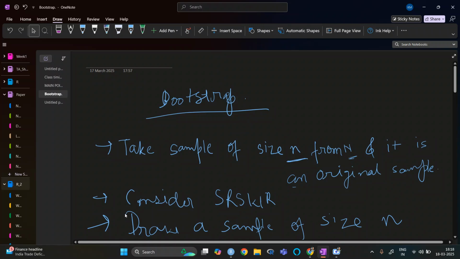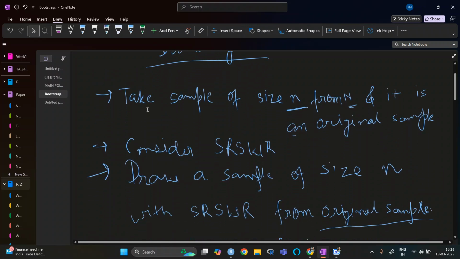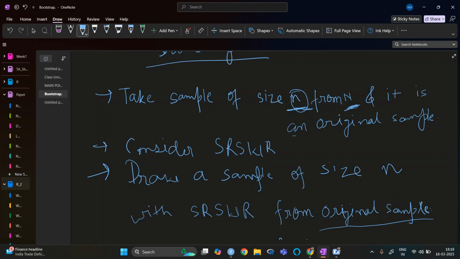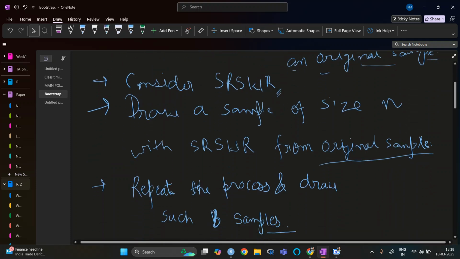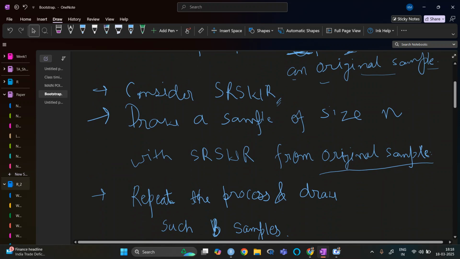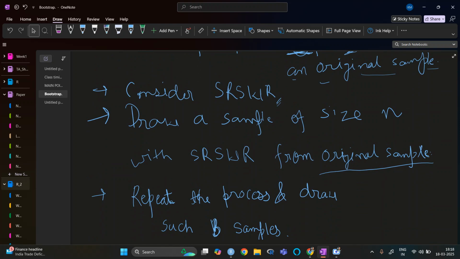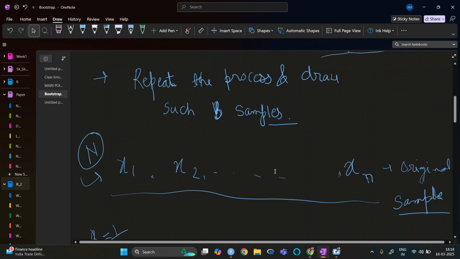Okay, okay. So I'm just going to repeat it real fast. Take a sample of size small n, as we always do, from capital N, which is the population, and we consider this particular sample as the original sample, and we do this with the help of the without replacement methodology. And after that, from this sample we generate samples of size n again and again, and we repeat the process and draw such b samples.